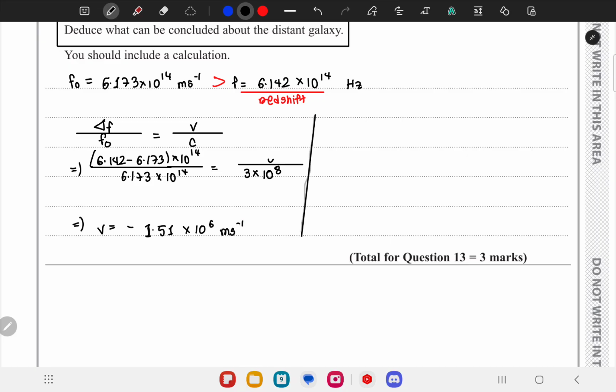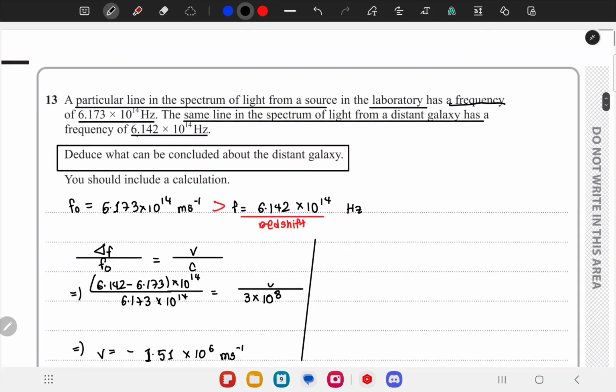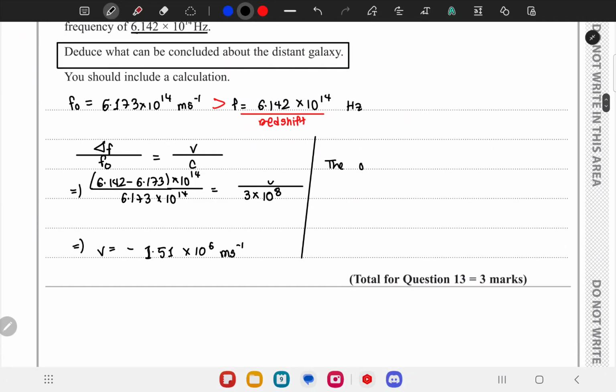So we can draw a conclusion that the galaxy is moving away at a speed of 1.51 into 10 to the power 6 meter per second.